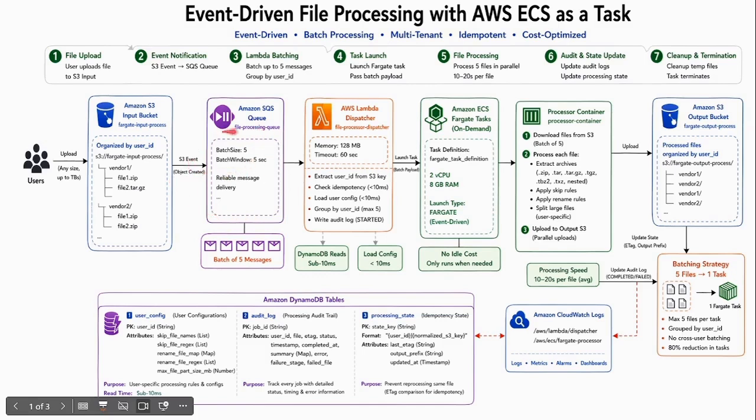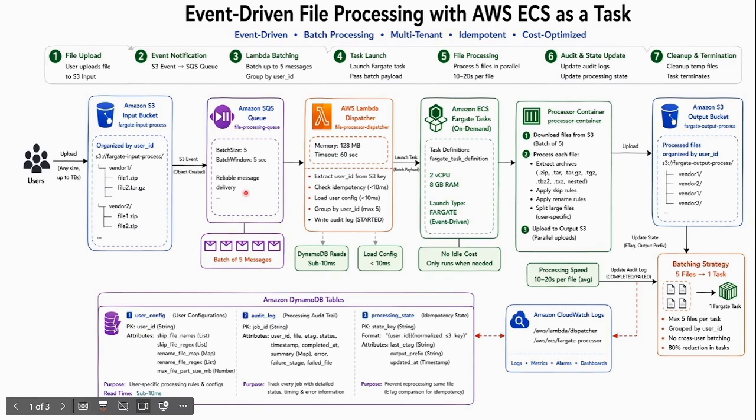SQS is used for storing the messages so that there is no message loss and we can apply the retry logic. In the SQS, we have also applied batching, and the batching window is 5 seconds. So within 5 seconds, we can have up to 5 files processed at once. This SQS will then trigger the alias Lambda.